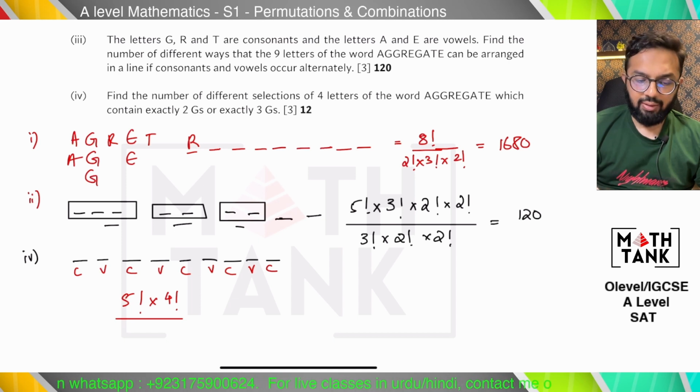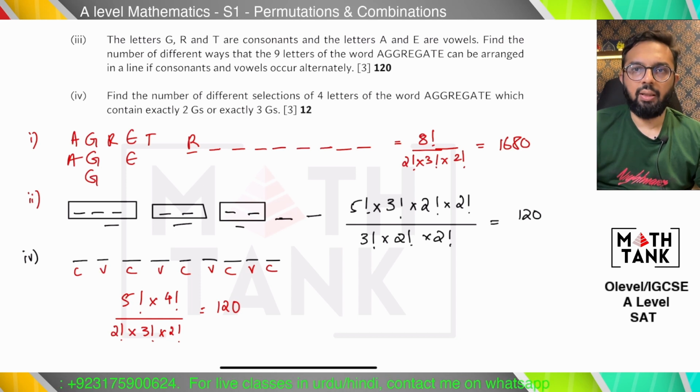Now, were there any identical? Yes, there were lots of identical: 2 A's, 3 G's, 2 E's. I put this on a calculator and it gives me 120.